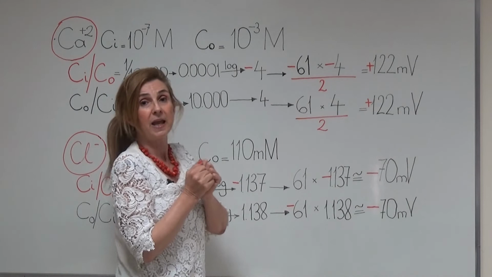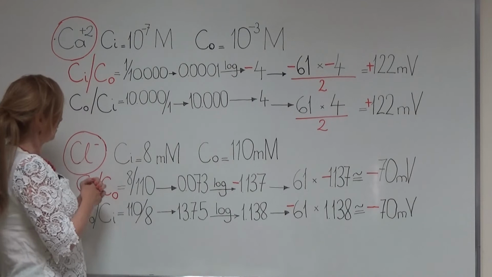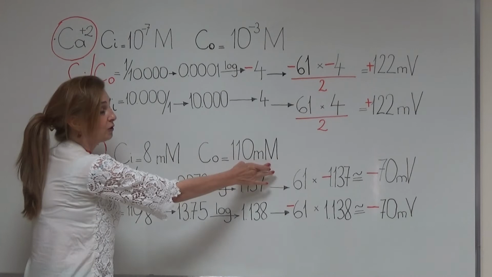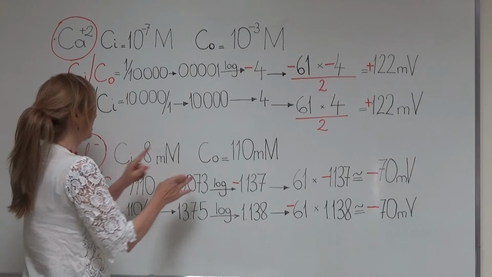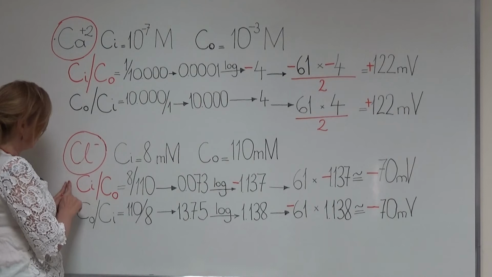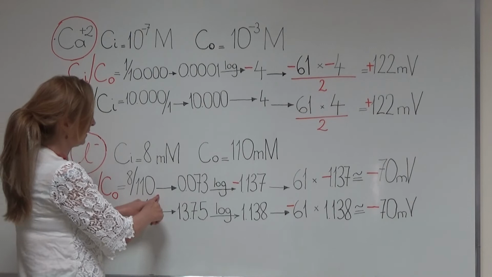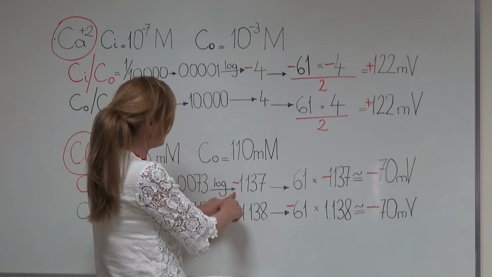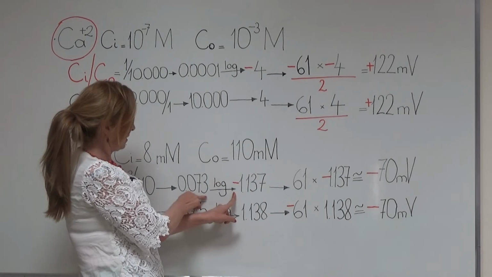So the last ion we are going to talk about is our only anion, chloride. Chloride is in high concentration in the extracellular fluid. So outer concentration is 110 millimolars, inner concentration is 8 millimolars. If we use the formula for concentration inside over outside, it is 8 over 110, 0.073, the logarithm of which is minus 1.137, because any number which is smaller than 1 is going to have a negative logarithm.